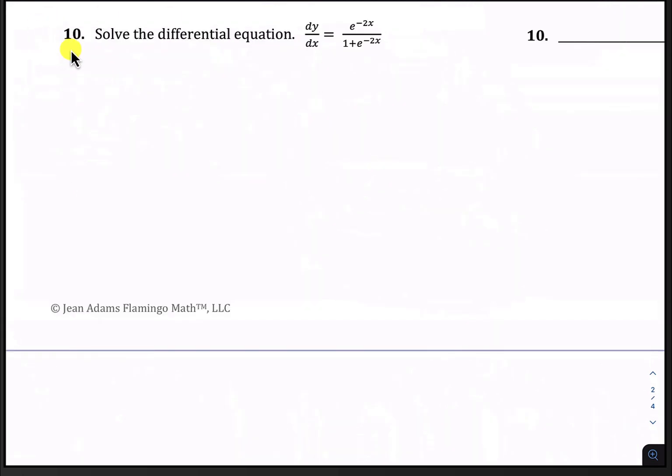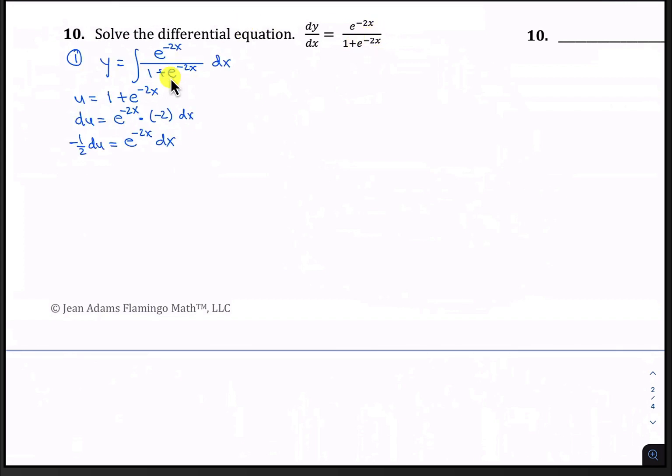Alright, here's our last question, number 10. Solve the differential equation dy over dx equals e to the negative 2x over 1 plus e to the negative 2x. And using u substitution, we're going to say that u is 1 plus e raised to the negative 2x. Now, to solve the differential equation, y is going to be the integral of this expression.